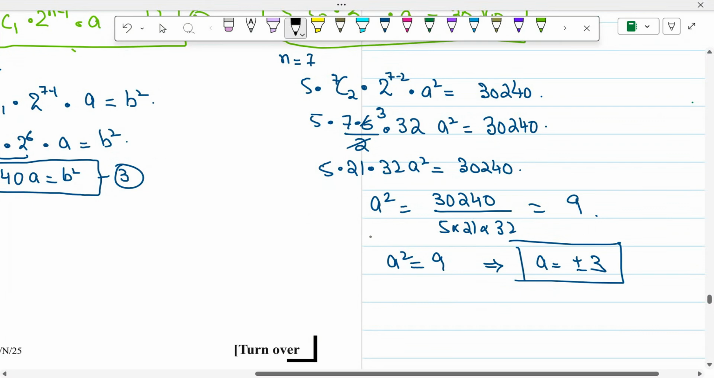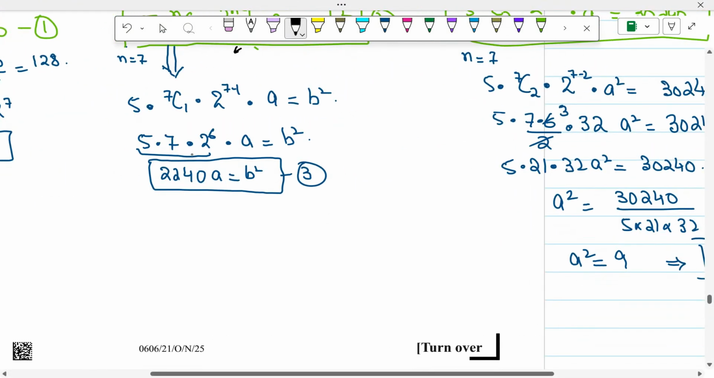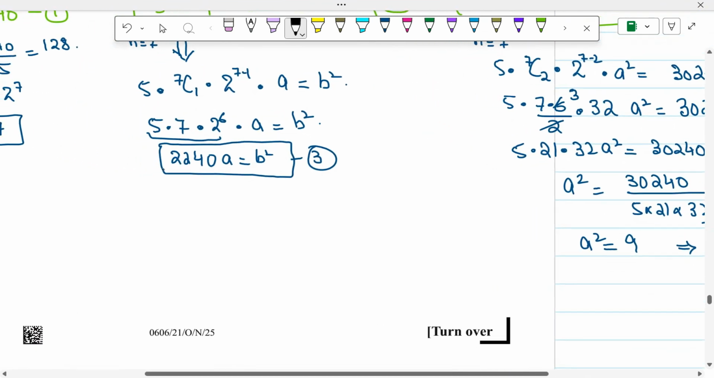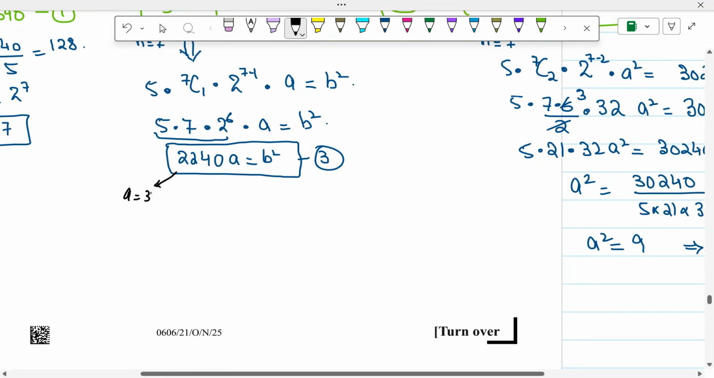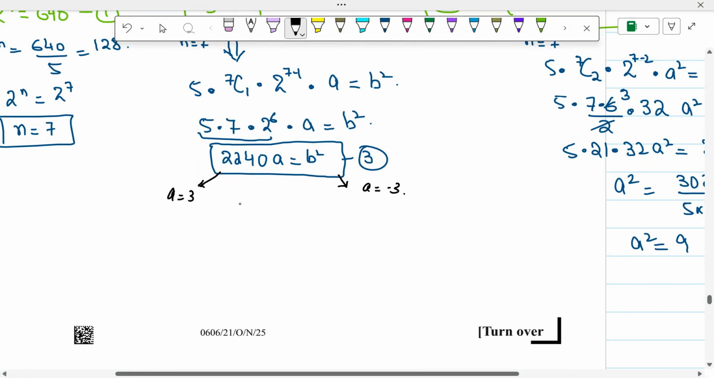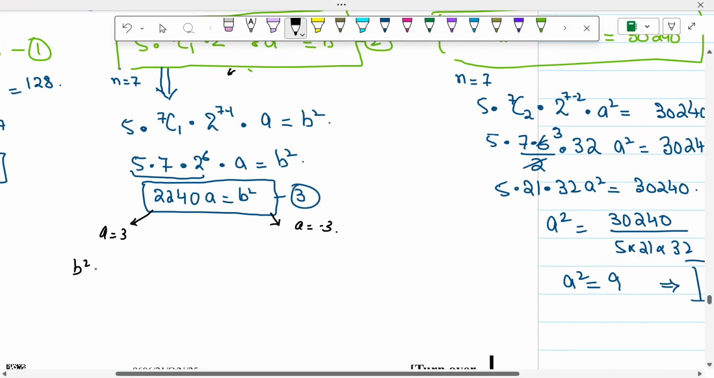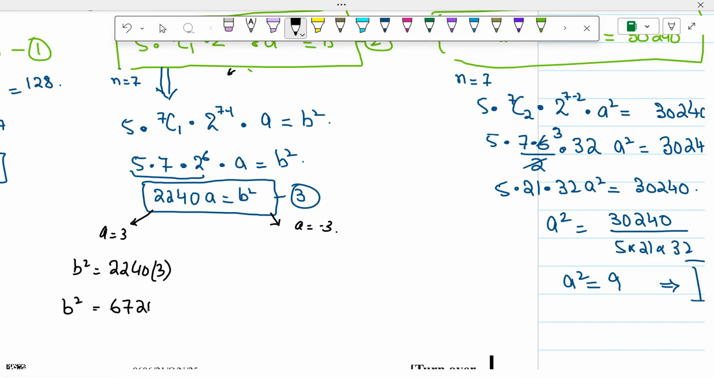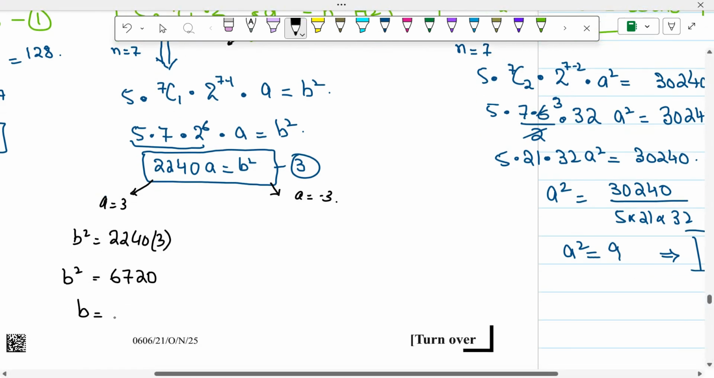We have calculated the value of a. Now we can use this value of a to find the value of b. So plug the value of a equal to 3 in this equation. On the other side, if we plug a equal to negative 3, we will see what will happen. So b² equals 2240 times 3, because a is equal to 3, and in this case b² is equal to 6720, and b is equal to plus or minus the square root of 6720.